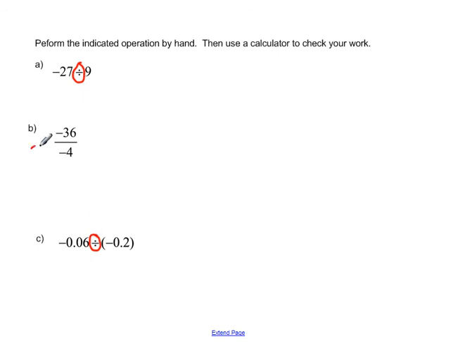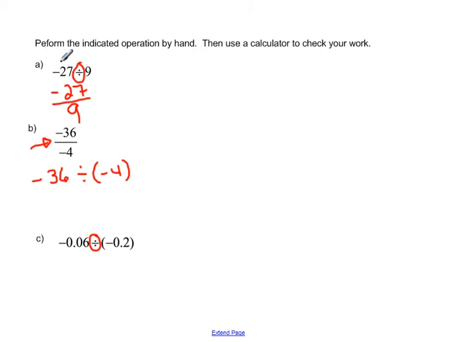And then in the second problem we've got something that looks like a fraction, but that fraction notation can also be used for division. So the second problem we could also rewrite as negative 36 divided by negative 4, just like the first problem we could have rewritten as negative 27 divided by 9. So just different ways of saying the same thing. As we do these division problems, we'll have to be attentive to the signs.